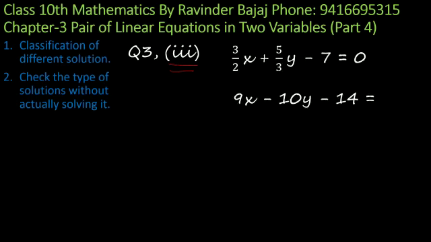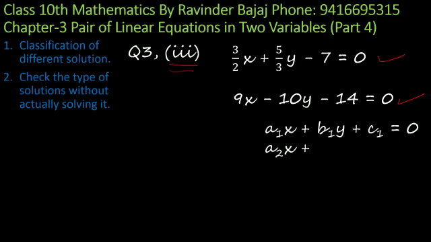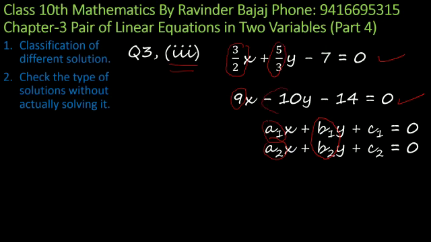So this is the pair of linear equations given. This is the first equation and this is the second equation. On comparing it with the standard form, A1 is 3 by 2 and A2 is 9. Similarly, B1, B2 are 5 by 3 and minus 10 respectively. And C1, C2 are minus 7 and minus 14 respectively.